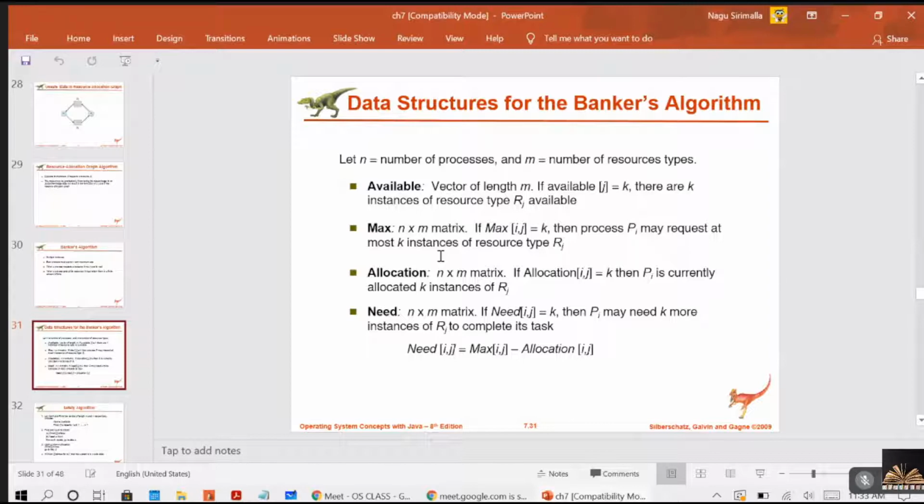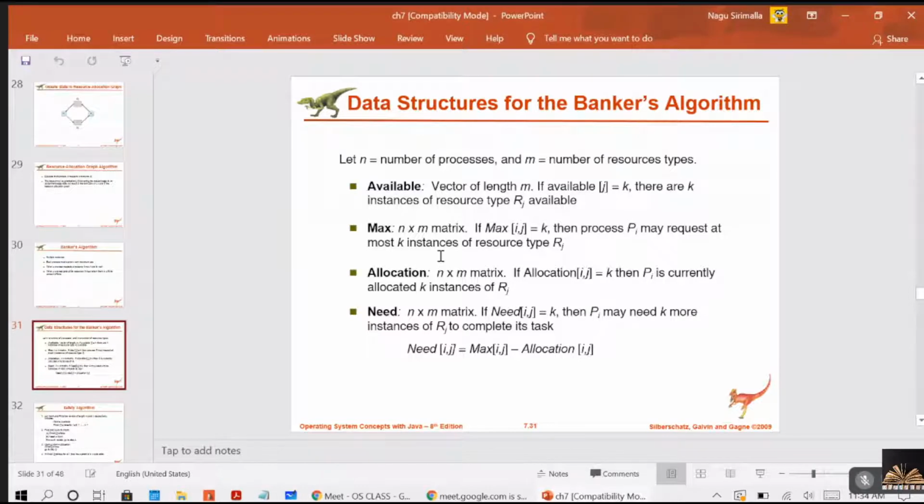If it is leaving the system in the safe state, allocate the resources. But if it is making the system enter into the unsafe state, it will not be allocated. It will make the process wait for some time so that some of the other resources will be released, so that it will get enough resources, right? Now coming to the data structures used for the Banker's algorithm, let's consider the system is having n number of processes and m number of resource types.